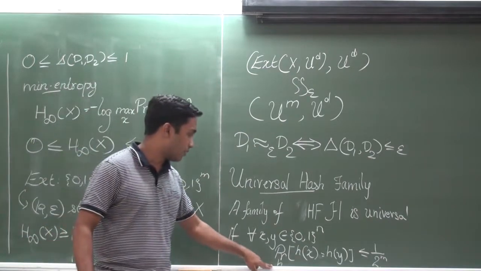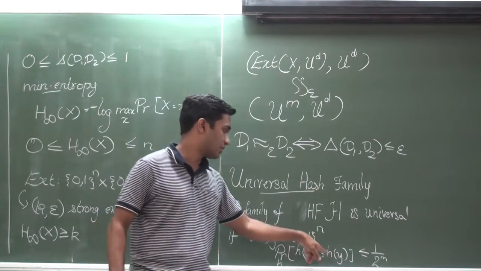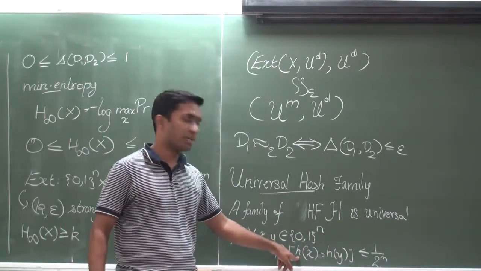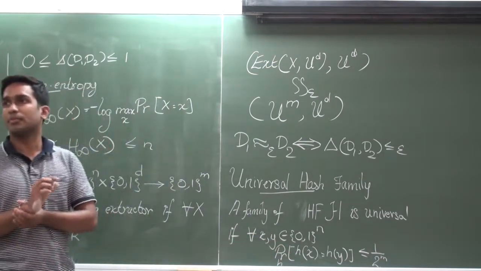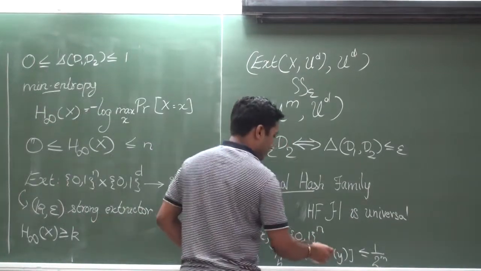So you randomly pick any hash function. Then if you see these two strings, what is m over here? m is the output length of the hash function. You can write h goes from {0,1}^n to {0,1}^m. Yeah, I can write that.